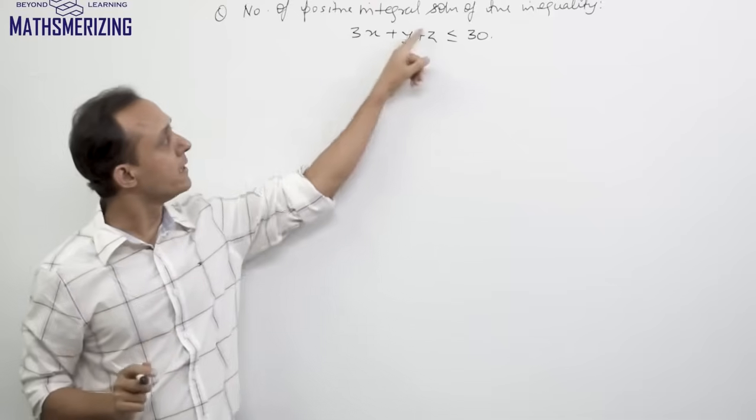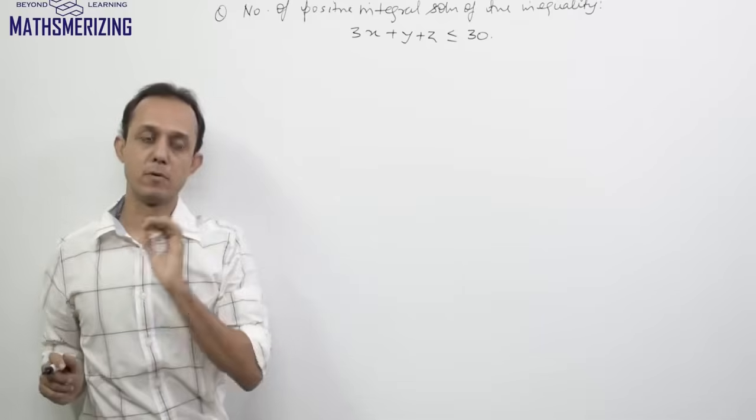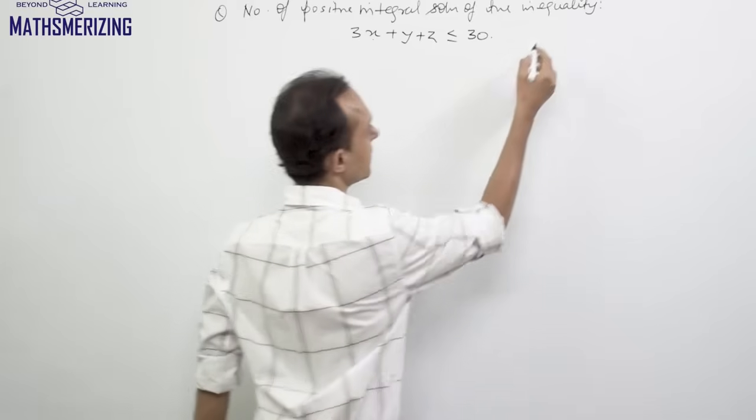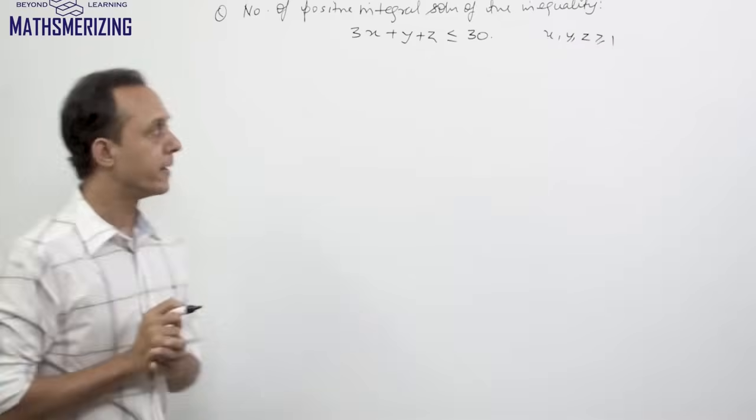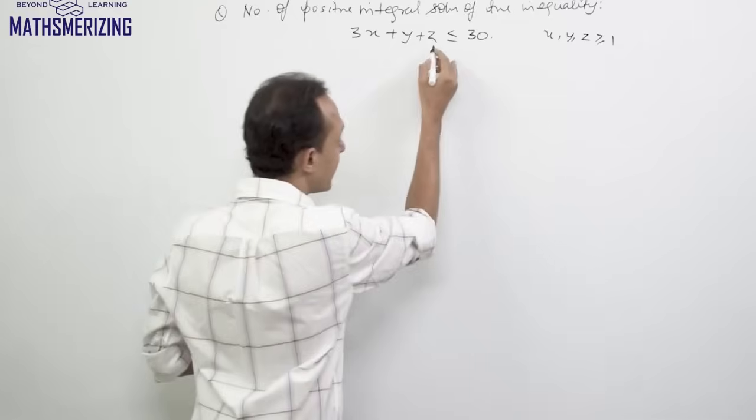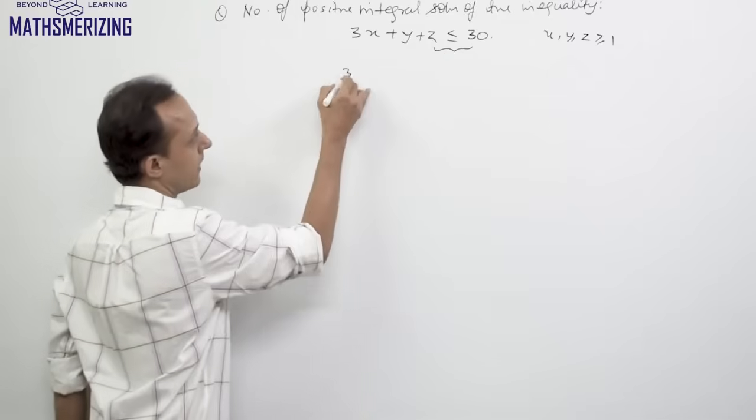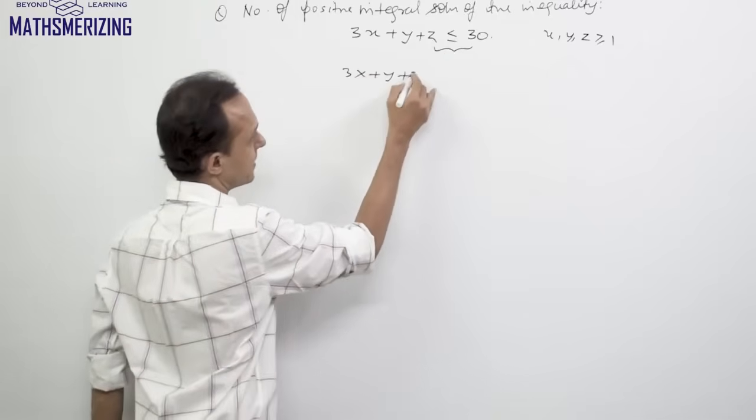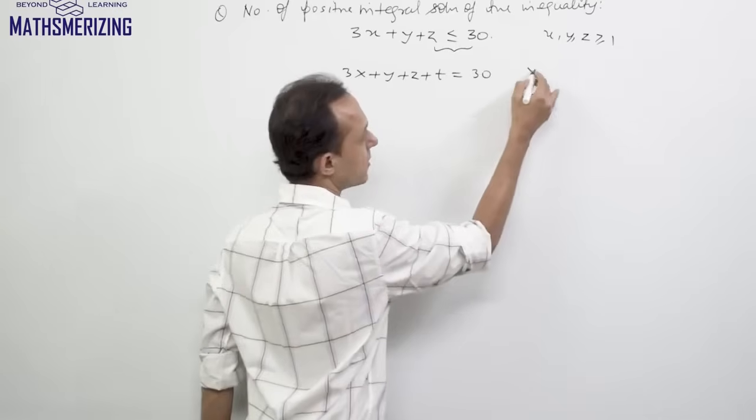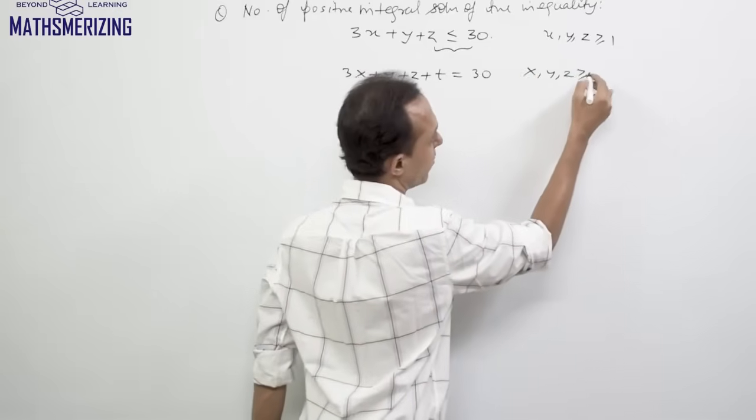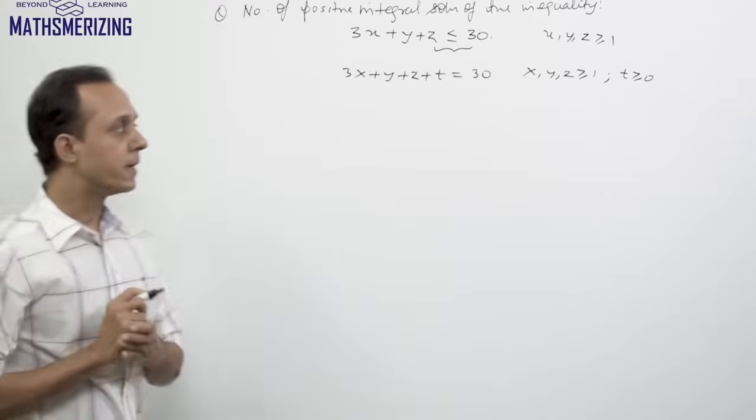Find the number of positive integral solutions to this inequality: 3x plus y plus z is less than or equal to 30. So we know that each of these x, y and z should be 1 or greater than 1. Since it is an inequality, I'll introduce a dummy variable. So I'll write 3x plus y plus z plus t equals 30, where each of x, y and z should be 1 or greater than 1, and t should be 0 or greater than 0.